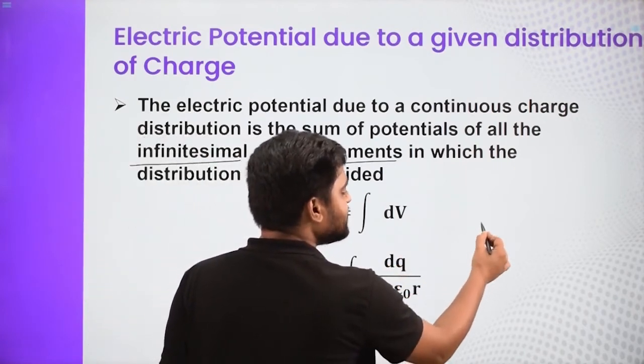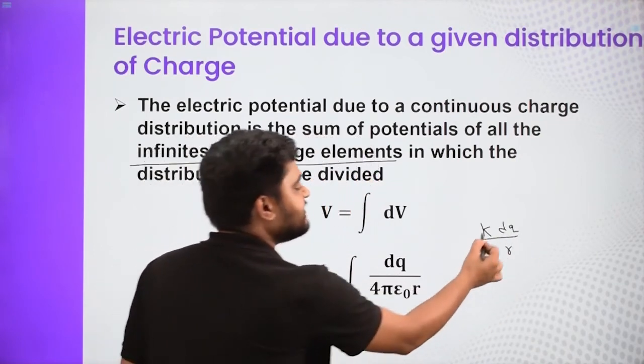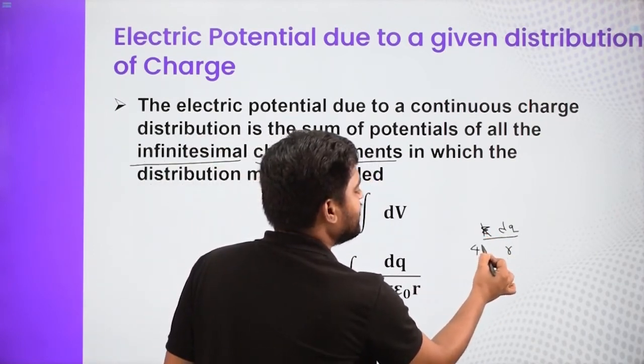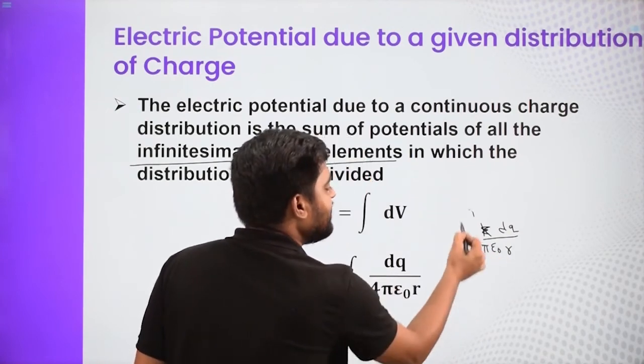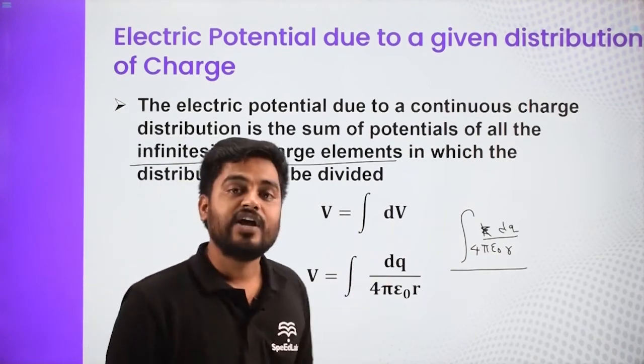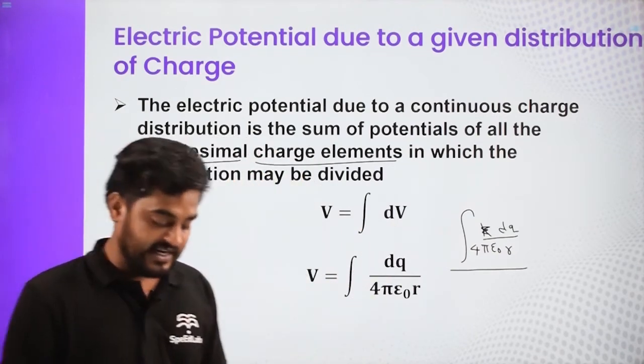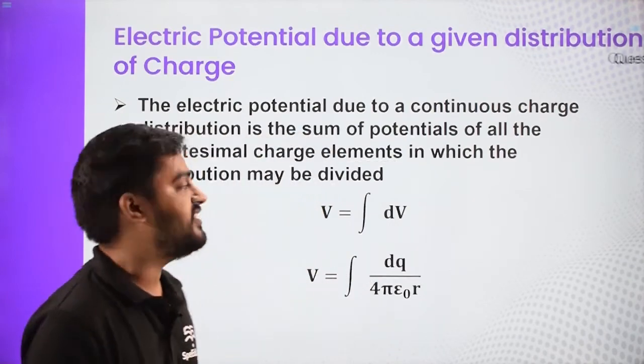So potential due to a small charge dq is k dq by r, where k is nothing but 1 upon 4 pi epsilon naught. And then we integrate. So it is the integration of all the small potentials due to those dq, and we integrate such dq to get the electric potential due to a continuous charge distribution.